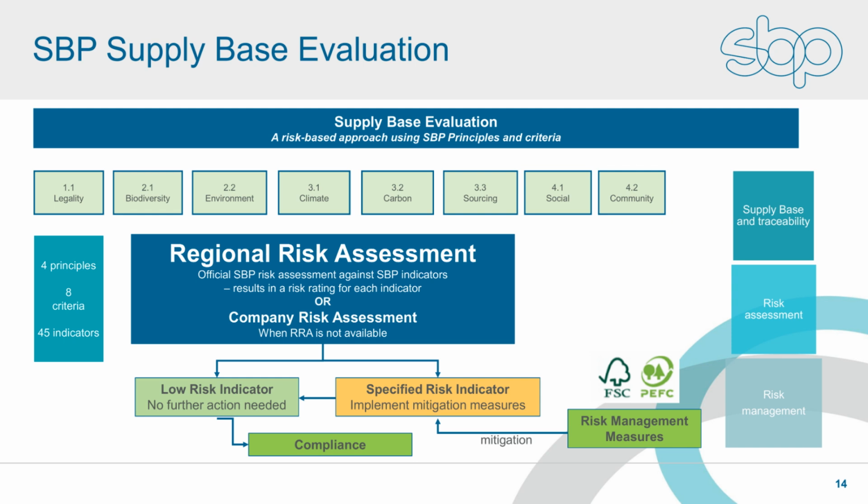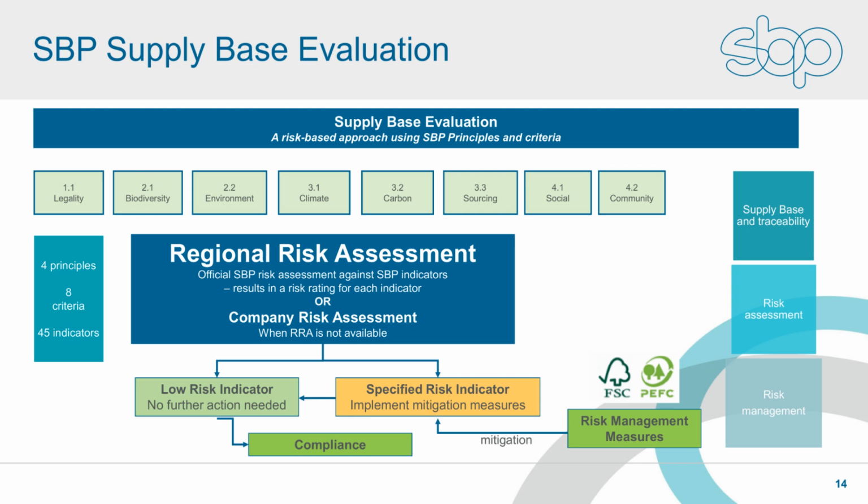On the right-hand side of the slide, you can see the 3 stages the evaluation moves through: supply base definition and traceability, risk assessment, and risk management. Let us take them in turn. Supply base definition and traceability we covered in the previous slides. These were sections 1 and 2 of the standard. Without this information, the next steps are not possible.